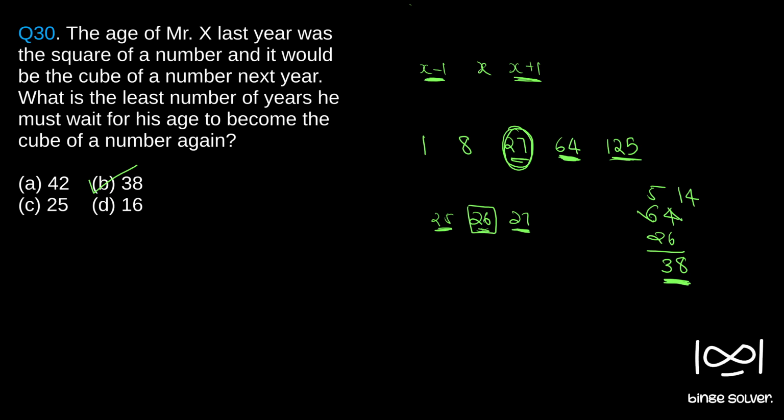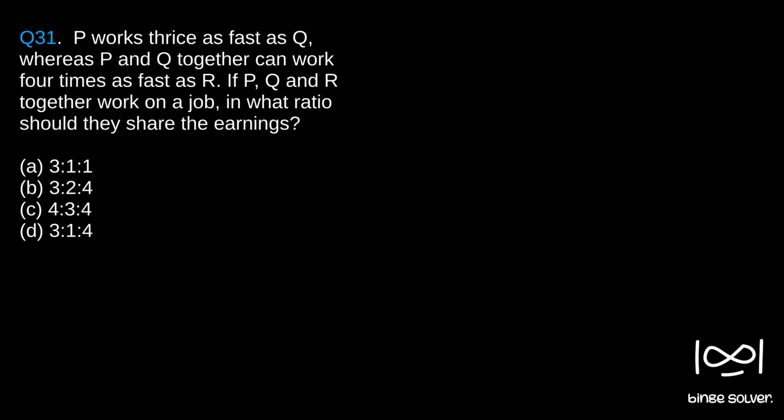Next question, 31. P works thrice as fast as Q, whereas P and Q together can work 4 times as fast as R. If P, Q and R together work on a job, in what ratio should they share the earnings? So P works thrice as fast as Q, P equals 3Q. So since P is 3Q, earnings should be shared in what manner? If Q takes one part of the earning, P should get 3 times more than Q, right? So it should be in the ratio 3:1.